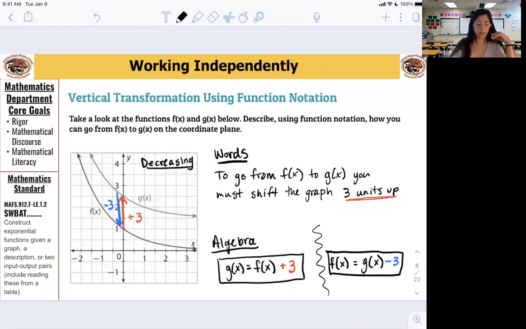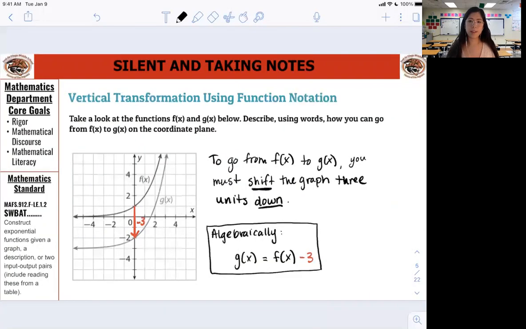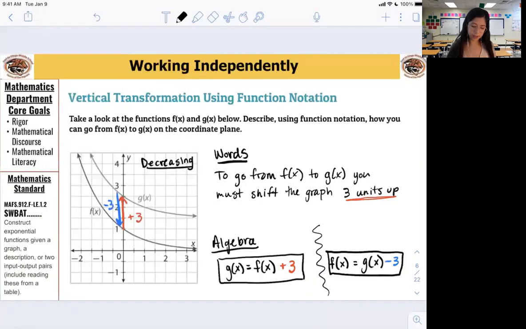Decreasing, because you always want to picture yourself going from left to right. So from the left side, if I'm a little person over here, I'm going to be sliding down. So I'm decreasing. How about in this one? Were they increasing or decreasing in this one? Increasing. Good.